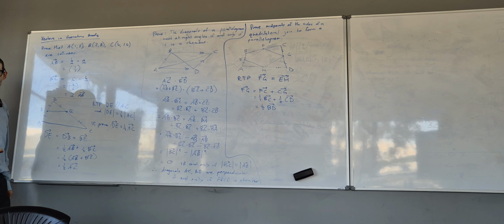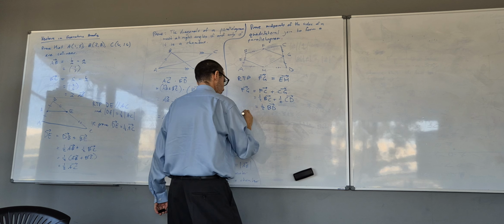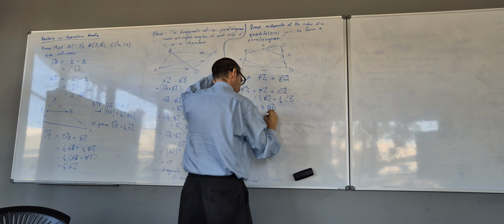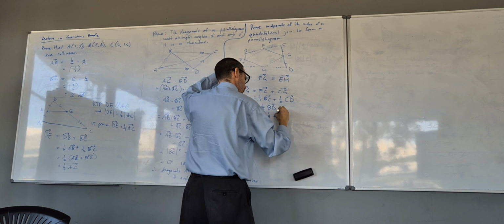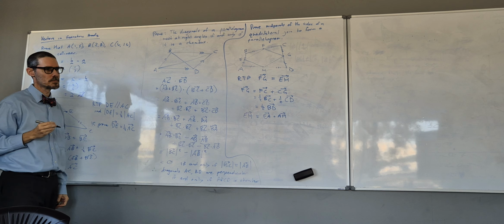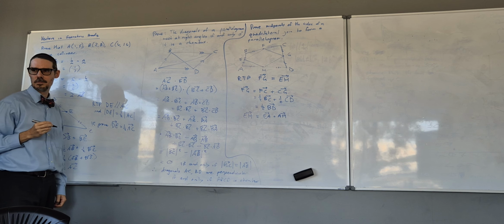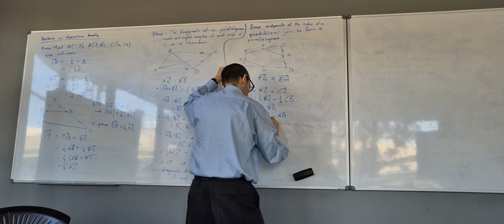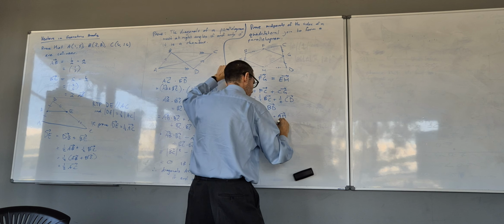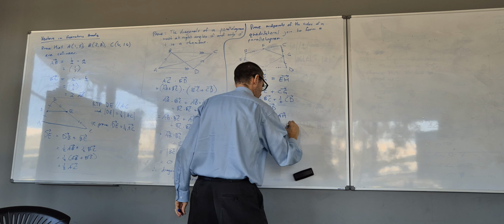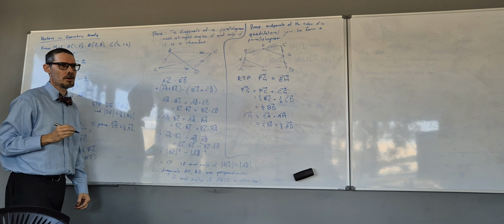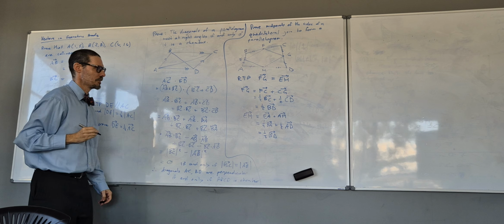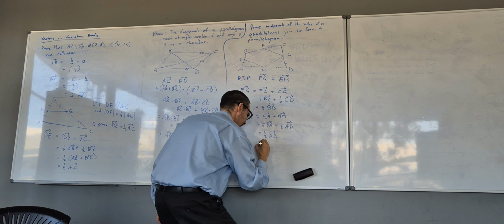But then, wait a minute, I can do the same thing with EH, right? EH is E to A to H. You can probably finish it from here. EA is half of BA plus half of AD. Oh, that's half BD, which means it's the same as FG.